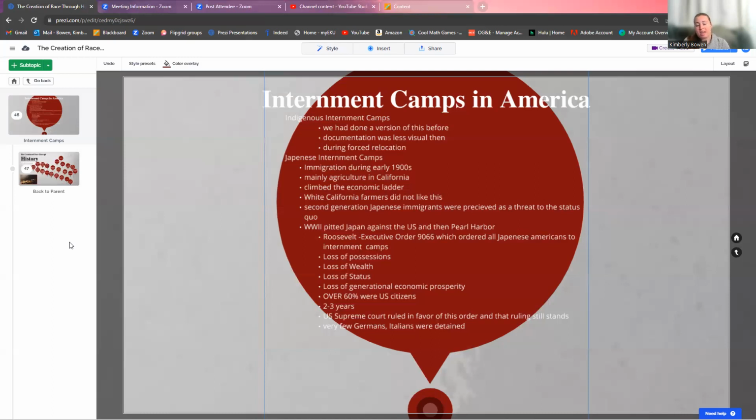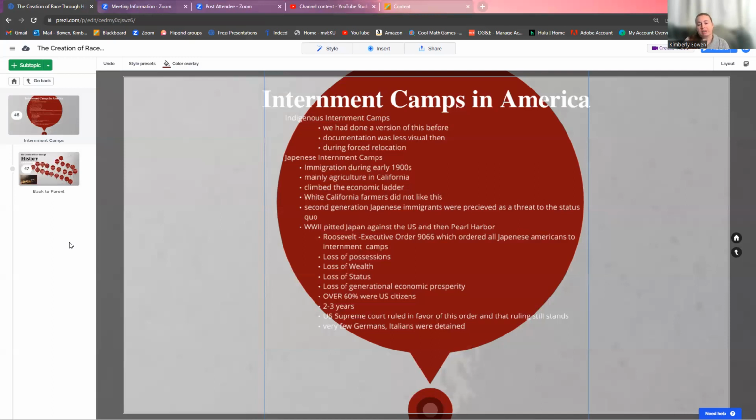However, despite the fact that the US was at war with Japan, with Germany, and with Italy at the time during World War II, very few Germans and Italians were detained. It was almost all inherently Japanese individuals or people of Japanese descent.